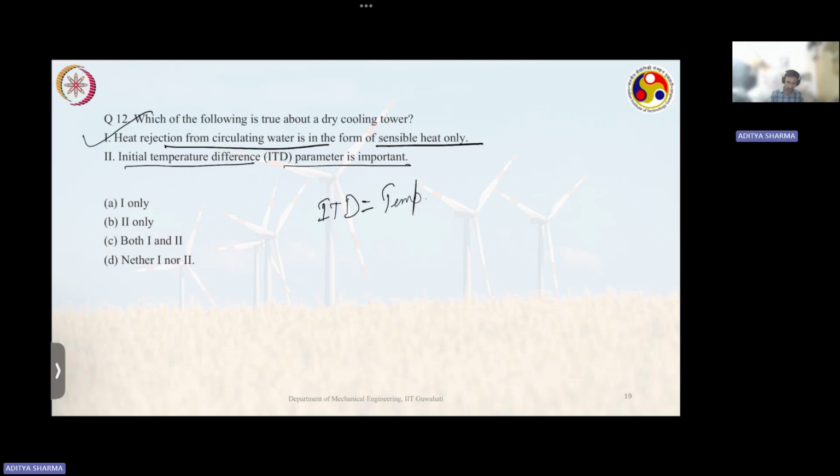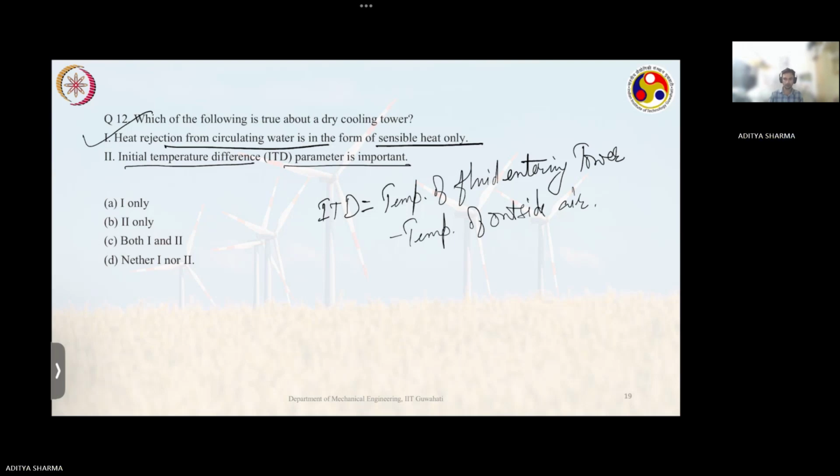temperature of fluid entering the tower minus temperature of outside air. Okay, so no evaporation. So evaporation is not of concern here in a dry cooling tower. Only sensible heat. Okay, so if you see the options, C option is correct. Both 1 and 2 are correct.